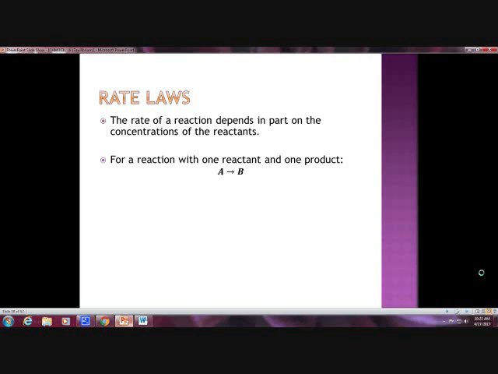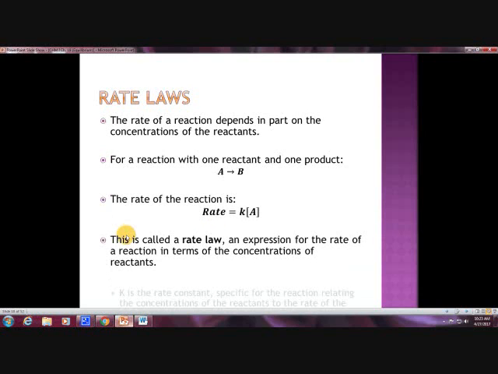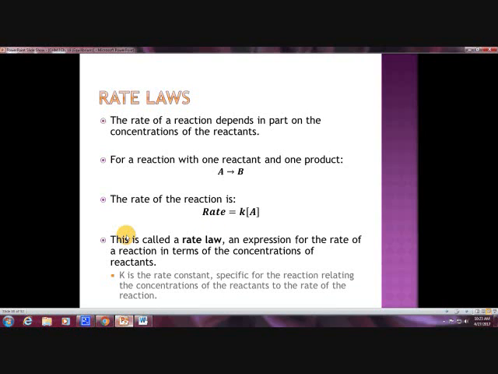So for a reaction that's really simple, where you just have A going to B, so one reactant and one product, then the rate of the reaction is equal to K times the concentration of A, okay? This is called a rate law. Anytime I tell you to determine the rate law, I want you to write something like this, okay? K is the rate law constant, or the rate constant, and it's specific for each reaction.